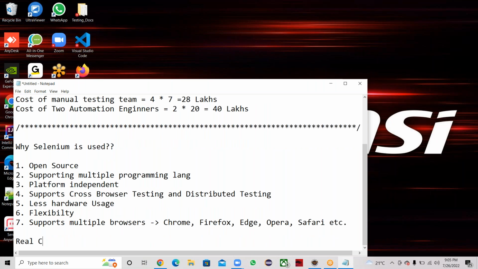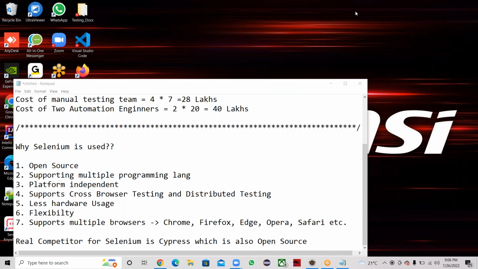So the real competitor for Selenium is Cypress. Always remember that. Have you heard the word Cypress in the market, guys? Yes, sir. Cypress is one of the automation tools that is a competitor to Selenium. Both are open source. But still, Selenium is leading because Cypress supports only Chrome and Firefox. And second, Cypress only supports writing code in JavaScript, whereas Selenium supports programming languages such as Java, Python, Ruby, Perl, C#, JavaScript, etc. Clear, everyone?